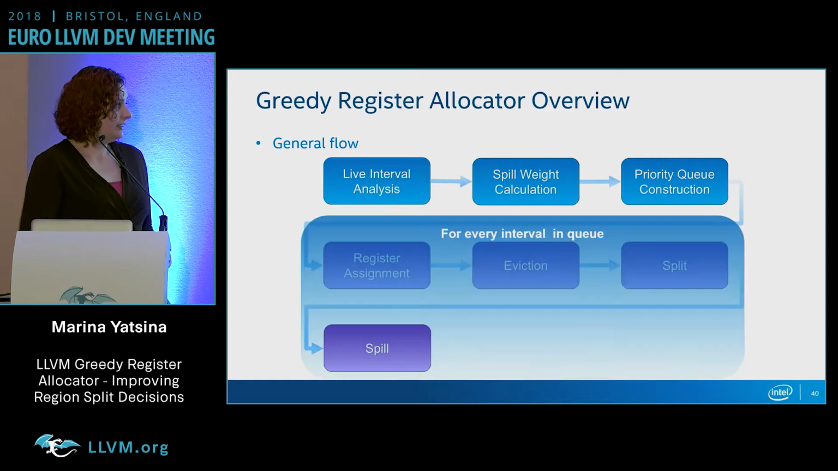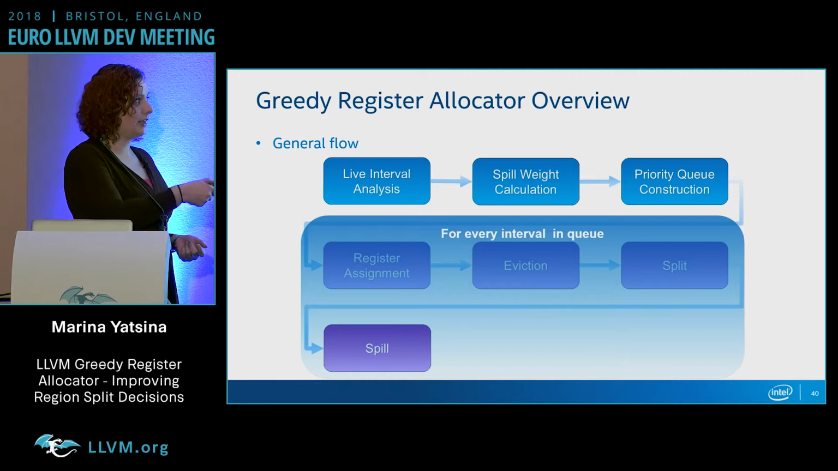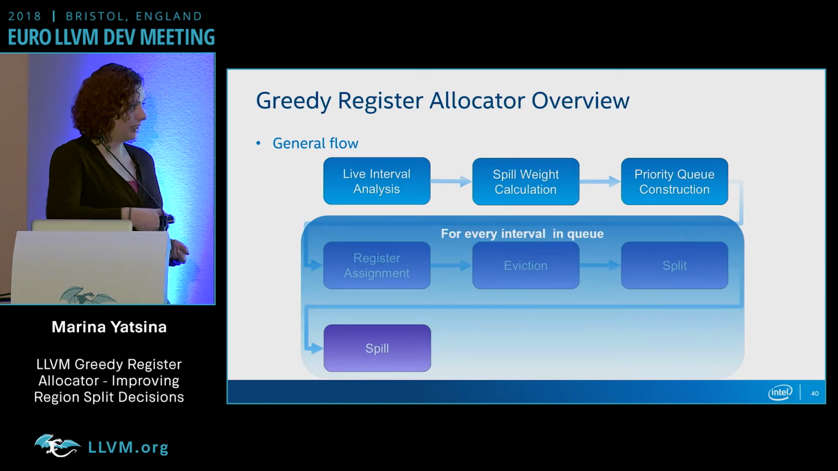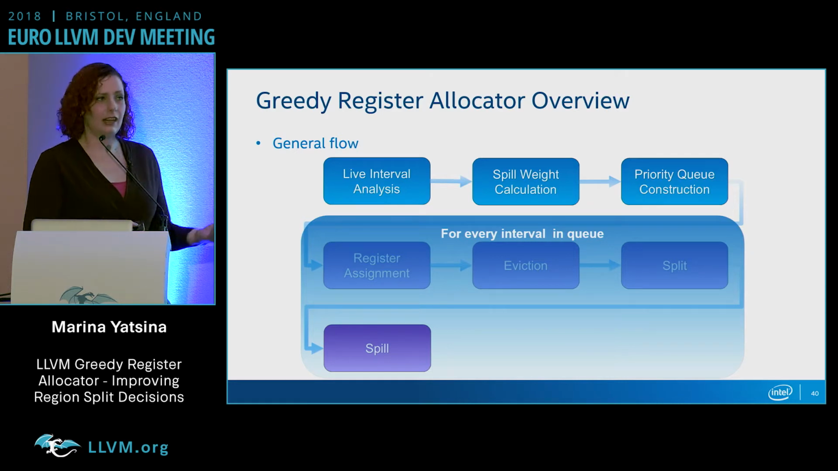Now, the next phases are something that happens for every interval in the queue. So here, it's something we did for all the intervals. This is also something we did for all the intervals. And now, we're dequeuing from this queue and trying to do several stages, whatever succeeds, and then dequeuing the next interval and the next, and so on.